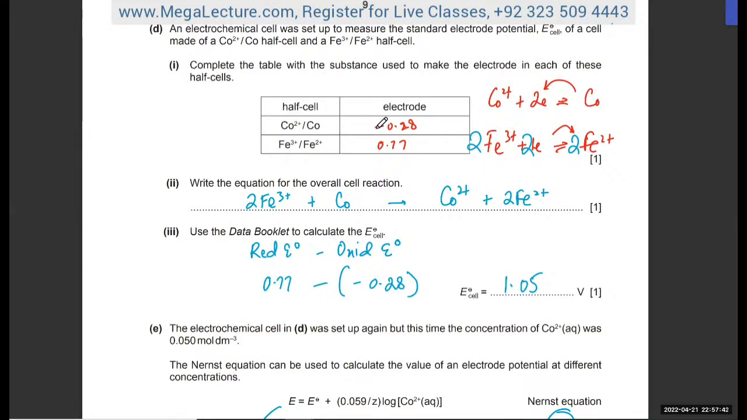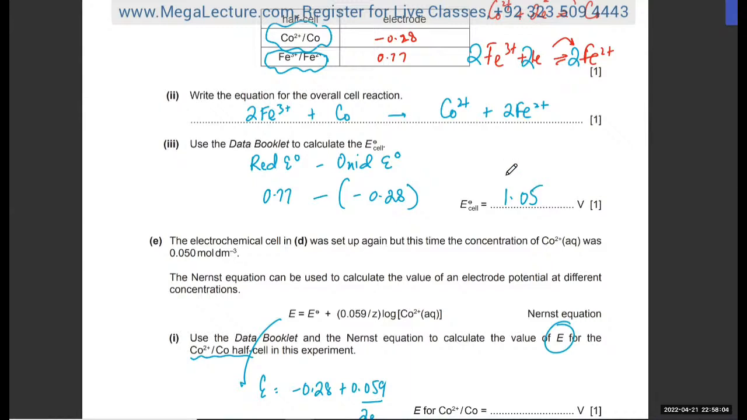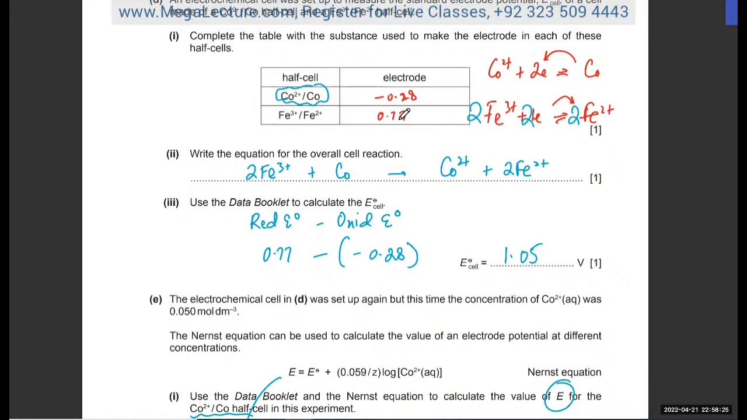You can't apply the Nernst equation to the whole thing. It will get applied indirectly. You'll find the non-standard potential of this half cell, and maybe the non-standard potential of the other one. Then when you do the difference, you'll find the cell potential of the whole cell. The Nernst equation is for one specific electrode, not the full cell. 1.05 is not the answer here.